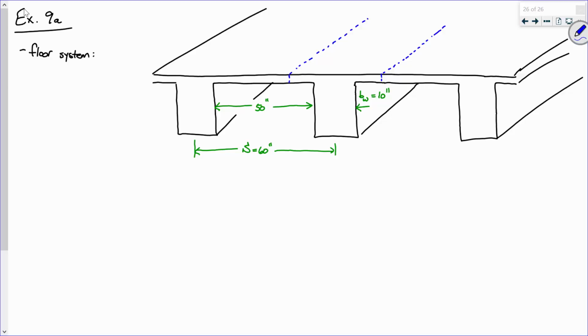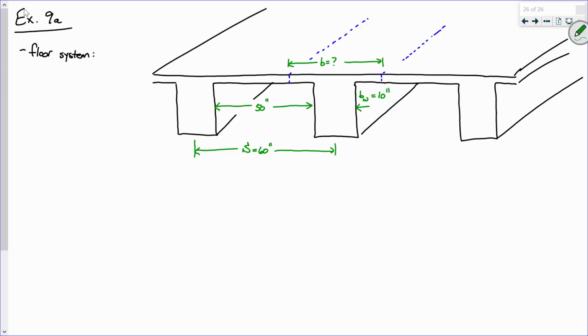Now one of the problems is that I need to know what this dimension is right here. Okay, and I don't know that right off the bat. Okay, this dimension is the effective flange width. Now, it could be 60 inches. It could be the girder spacing, but it might not be.